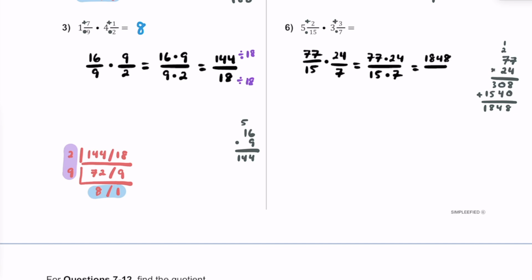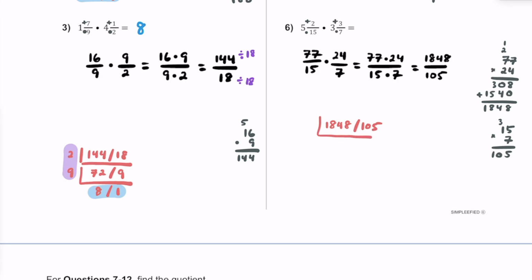And then for the denominator, we have 15 times 7. This one's not as much work. So 15, 7 times 5 is going to be 35, carry the 3. Then 7 times 1 is 7, plus 3 is going to be 10. So it's going to be 105. All right, so these numbers are pretty big, but let's go ahead and see what we can divide these both by. Let's set up this ladder method, this 1, 8, 4, 8, and this 105.